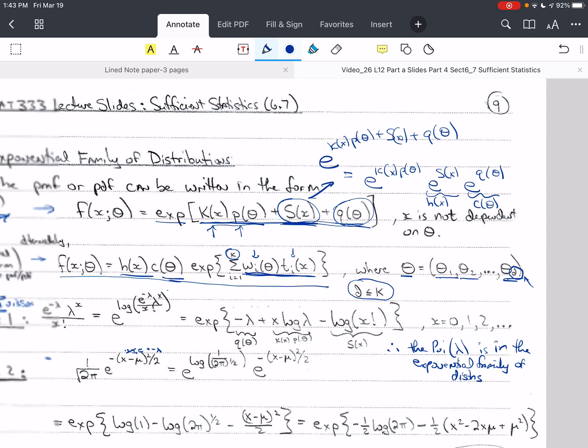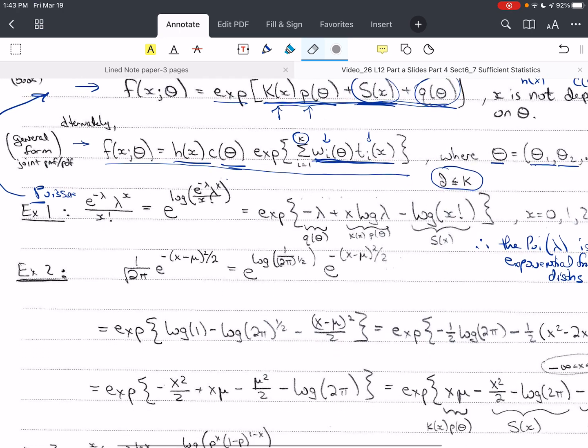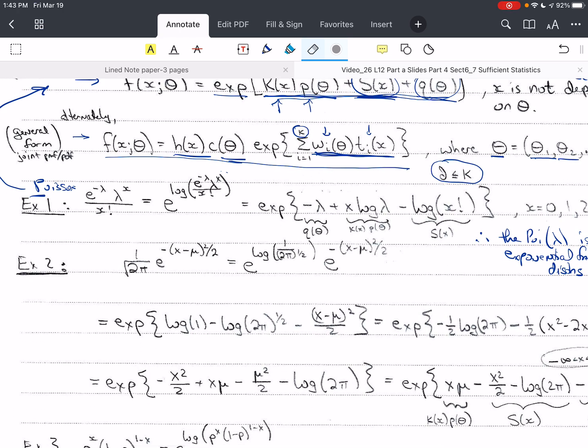So I may ask you whether or not something is in the exponential family of distributions, because it's real important that you know this. We're going to go over a theorem that's even easier than the factorization theorem. And so if you know that they're in the exponential family, then you can use that theorem. But you have to show that they're in the exponential family. So you have to be able to rewrite these as an exponential family.